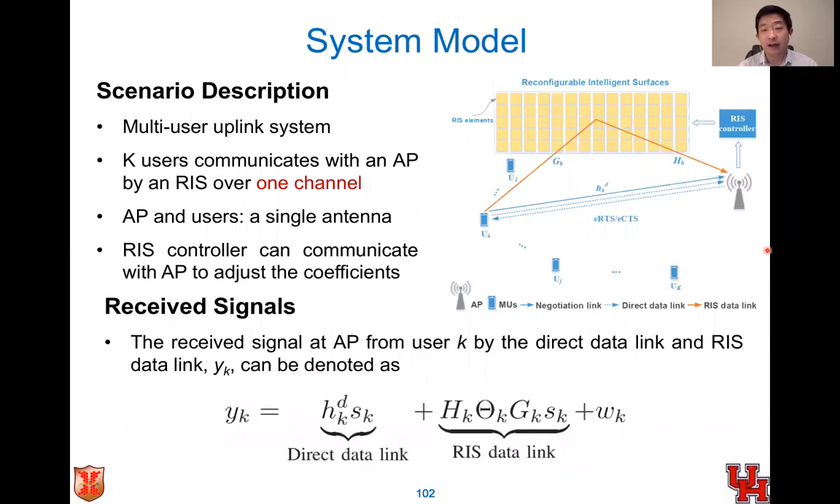So here is the RIS. We have multiple users who want to talk with the base station. We have an uplink case with a single antenna assumption, and the RIS can adjust it. Basically, this is the received signal as a combination. The problem is that if everybody wants to talk to the base station because they are sharing the same channel, they will collide with each other, just like Wi-Fi. If I have too many users there, they will just collide with each other.